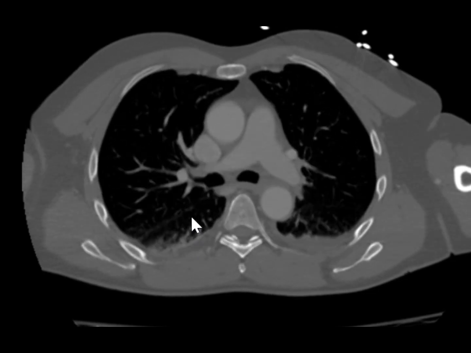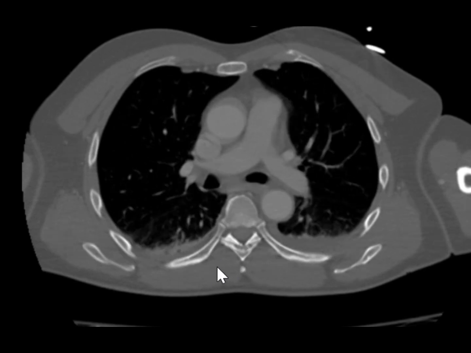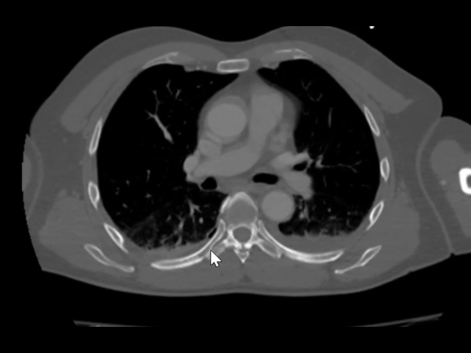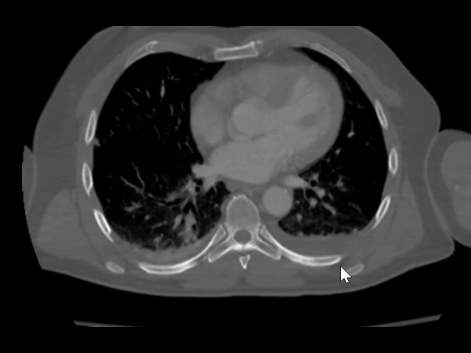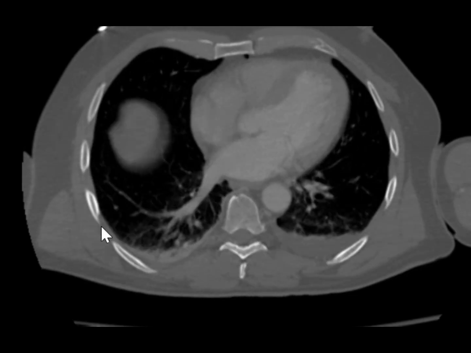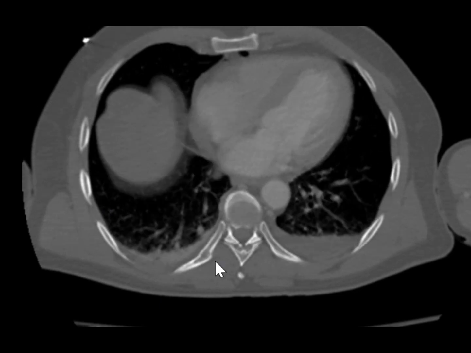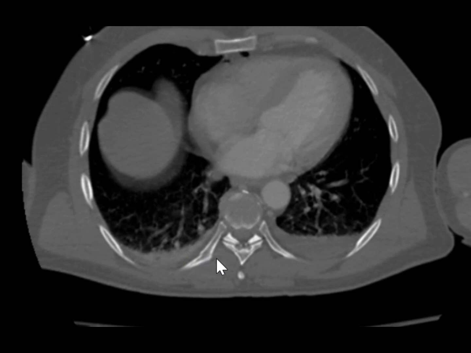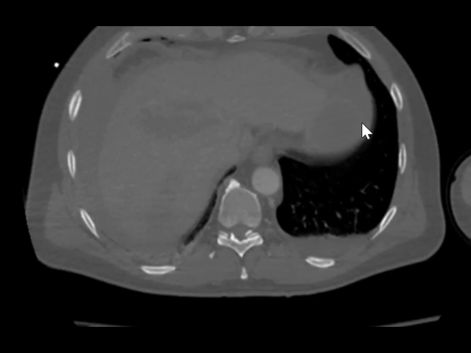Then the seventh rib. The seventh rib here is normal. The seventh rib here is also fractured. Okay. Next rib is the eighth rib. The eighth rib is normal here. Then ninth rib. Ninth rib is fractured here. Can you see it? This is the ninth rib. Okay.